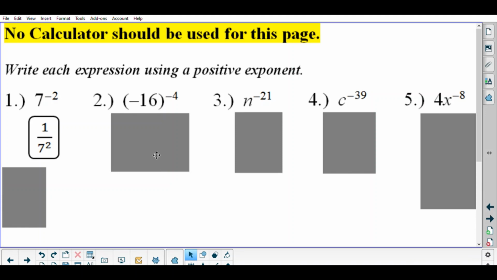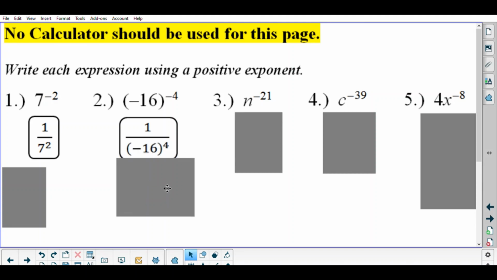Negative 16, notice it's in parentheses to the negative fourth power. That is going to be the same as 1 over negative 16 still in parentheses. These parentheses matter. To the fourth power outside of parentheses. If you don't believe me that the parentheses matter, you could try this in your calculator without parentheses and then try it with parentheses, both times with the power being outside of the parentheses, and you will get different answers. One of them will be a negative answer, the other will be a positive answer, proving to you these parentheses actually do matter. All right, with that being said, try 3, 4, and 5 on your own.